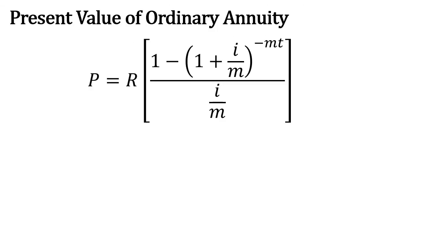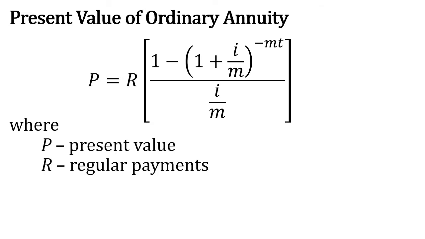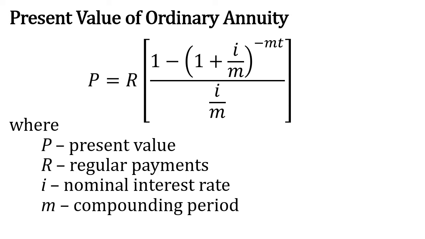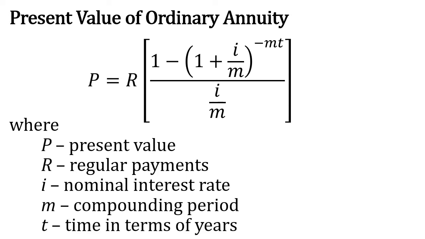The formula to solve for the present value of an ordinary annuity is P equals R times 1 minus 1 plus I over M raised to negative MT, all over I over M, where P is the present value, R is the regular payments, I is the nominal interest rate, M is the compounding period, and T is the time in terms of years.